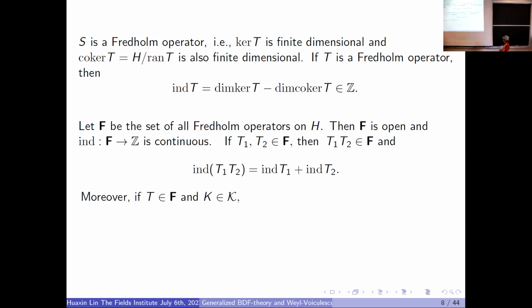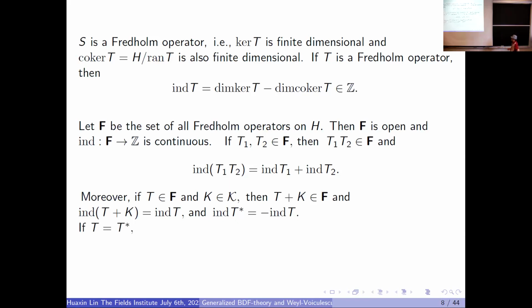If you have a compact perturbation, it's still a Fredholm operator, and you won't change the index. But if you take the star operation, you get the negative of it. Therefore, if T equals T star, you compute that the index has to be 0.